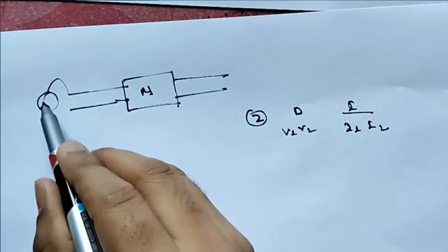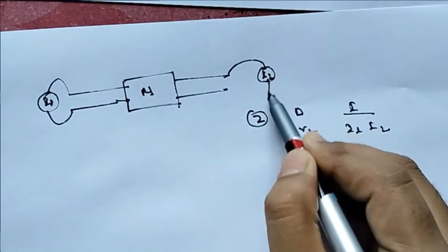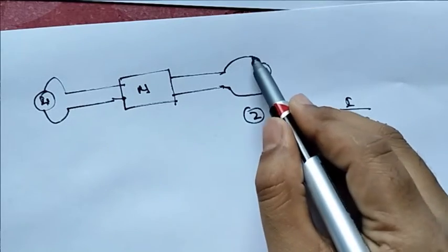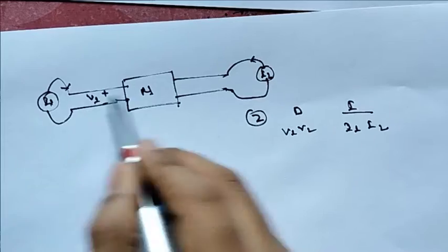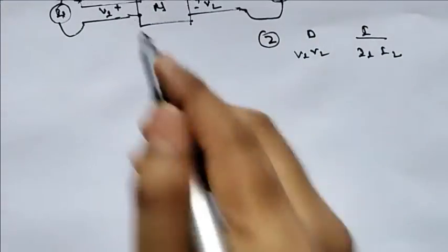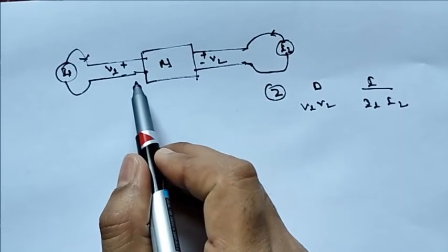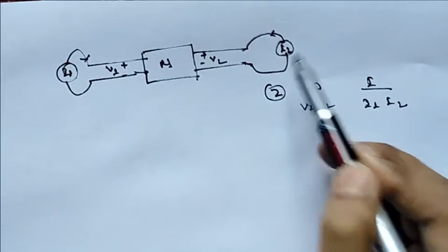Now we apply the current source I1 over here, and here I am applying I2. These are the current sources that we have applied, and we will be measuring V1 and V2. Now if we need to find V1, then V1 will be a superposition of I1 as well as I2.